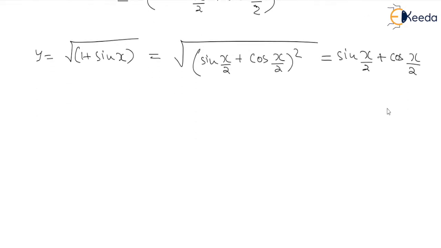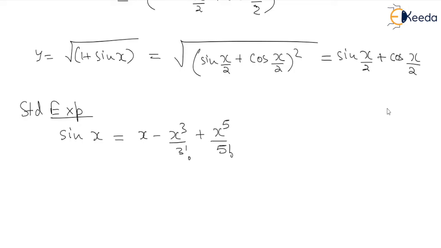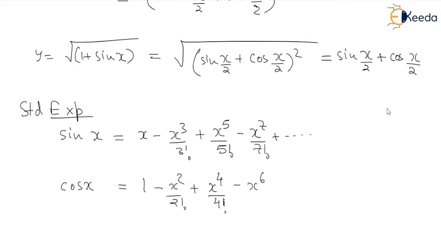Now the standard expansion we know is for sine and cos. Sine x is x minus x cube by 3 factorial plus x to the power 5 by 5 factorial minus x to the power of 7 by 7 factorial, and so on. Similarly, cos x is 1 minus x square by 2 factorial plus x to the power 4 by 4 factorial minus x to the power 6 by 6 factorial, and so on.